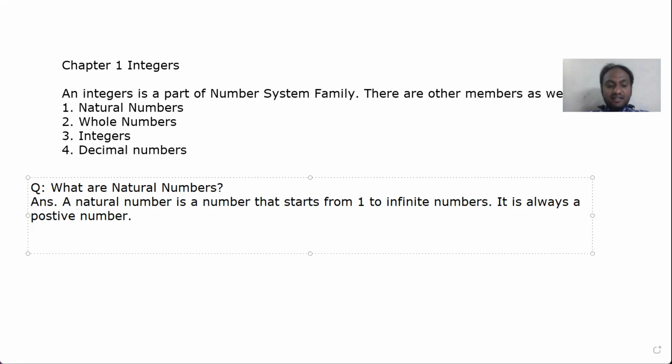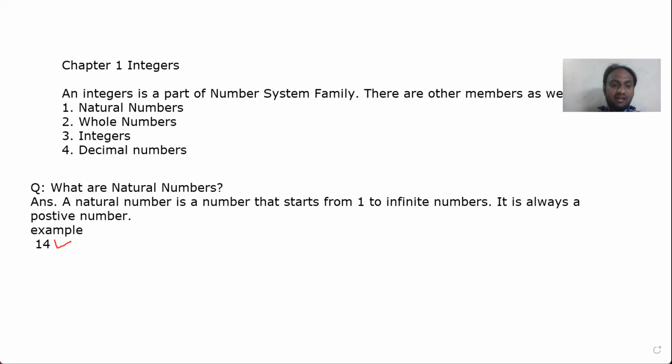Suppose I write the number 14. So you can see that this is 14. What is the nature of this number? Obviously, if there is no sign mentioned before the number, this number is considered a positive number, and it also starts from 1. So this is a natural number.